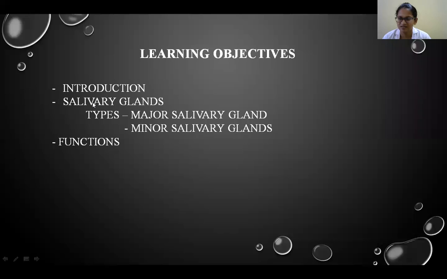Those are the introduction. In the introduction part, we are going to discuss what a gland is, from where the gland arises, what is a duct, where it is present. We are going to see all these things in the introduction. And next, the main topic here is salivary glands, what type of gland it is. Next, types of salivary glands, major salivary glands and minor salivary glands, and what are the functions of the saliva. All these things we are going to discuss today.